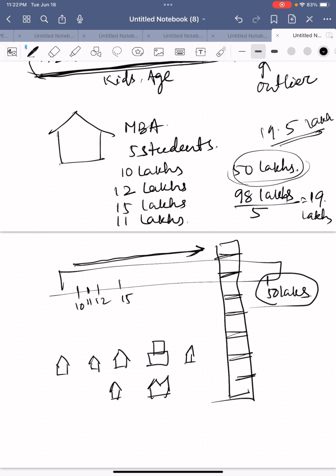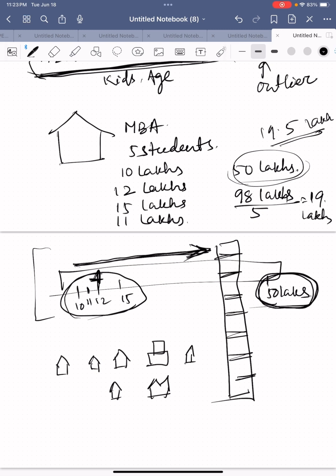So outliers are observations that lie outside the overall pattern of a data set. And what is the impact? Outliers can influence the measures of central tendency. Because in this example, if we take the average of the first 4 data points, it would come somewhere here. Right? But because of the outlier, the mean value is going towards the right. So it is influencing the measure of central tendency and dispersion or range.